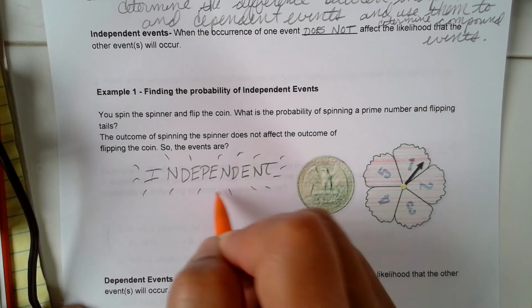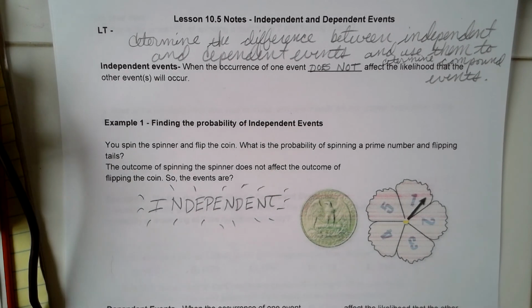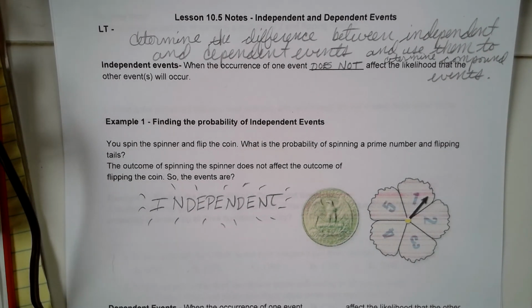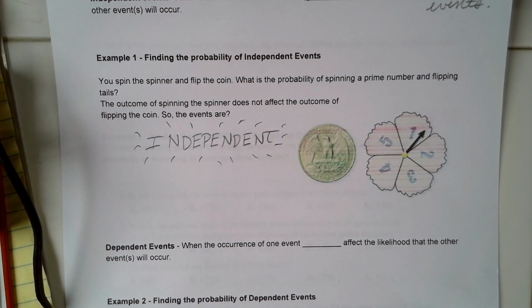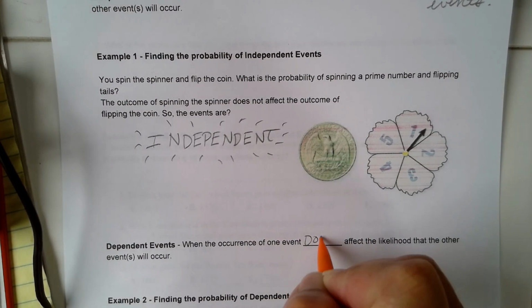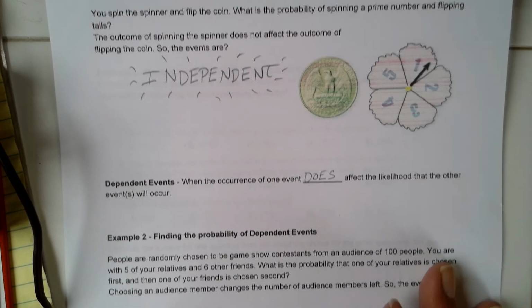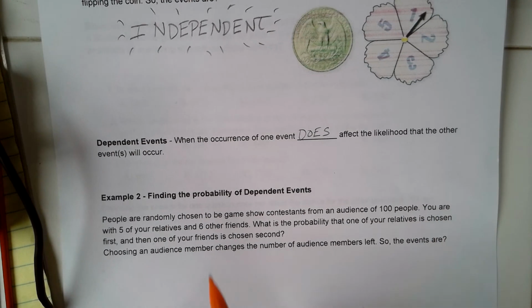Okay? All right, so I'm going to pause there. You can pause and make sure that you have everything written down that you need to. All right, the next thing we're talking about is dependent events. So when the occurrence of one event does affect the likelihood that the other event will occur, we would call those dependent events. All right, so let's take a look, for example, finding the probability of dependent events.